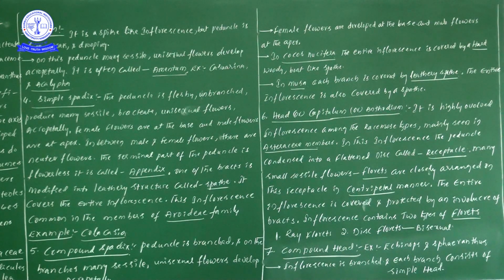Next one, the inflorescence contains two types of florets. Means here, now only we said there are many sessile florets present, so the inflorescence consists of two types of florets. What are those? One is ray florets and one more is disc florets.